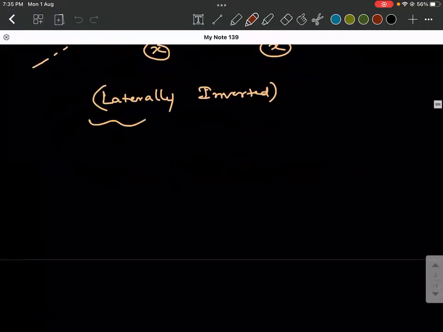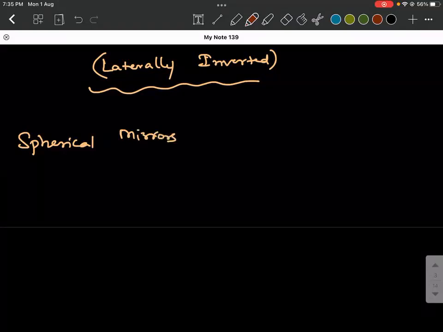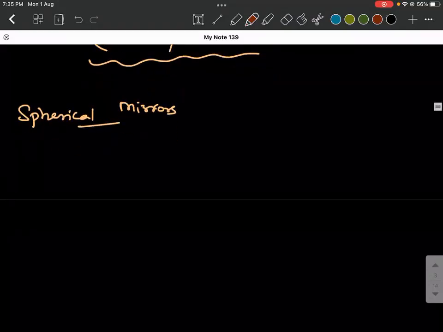Okay. So what else is there? That's it. So next we'll see how reflection takes place through spherical mirrors. So write down the heading as spherical mirrors. So what do you mean by spherical mirror?